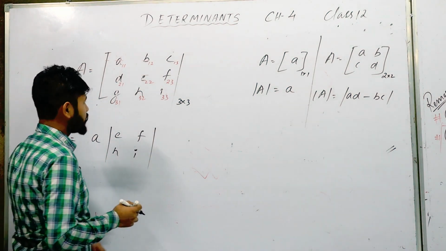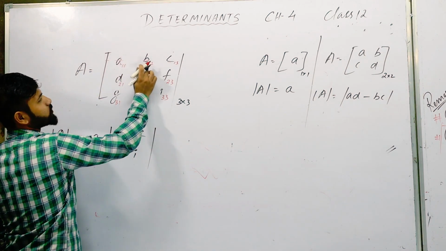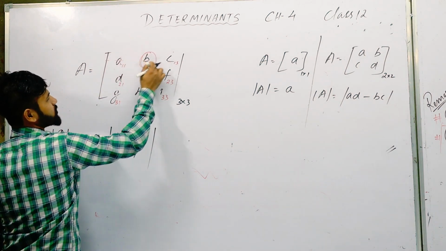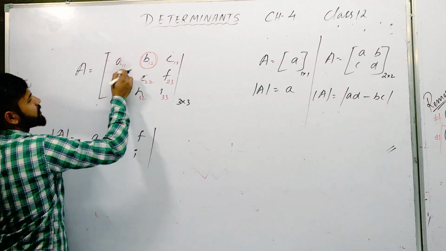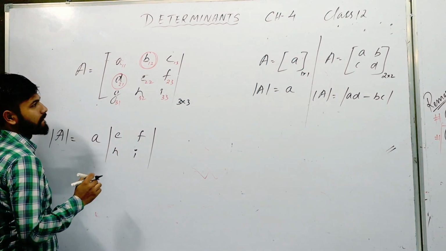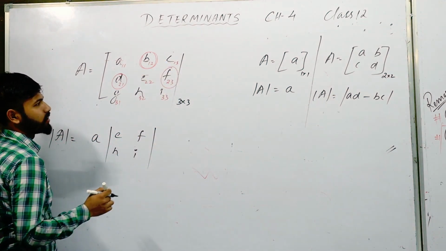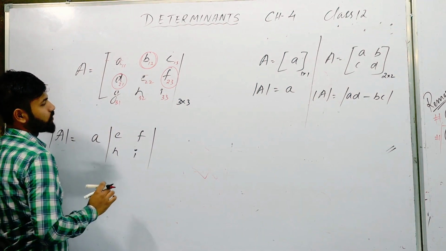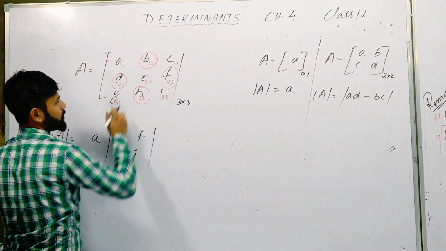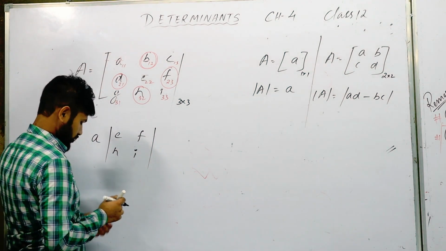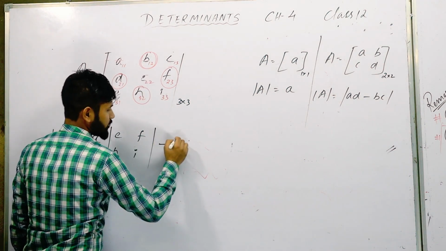So now you tell me which is the odd place. 1 plus 1 is even. And 1 plus 2 is 3, this is the odd place. 1 plus 3 is even. 2 plus 1 is again an odd place. 2 plus 2 even. 2 plus 3 odd. And 3 plus 1 is 4, even. And 3 plus 2, these are the odd places. So in case of odd places, you have to put minus B.